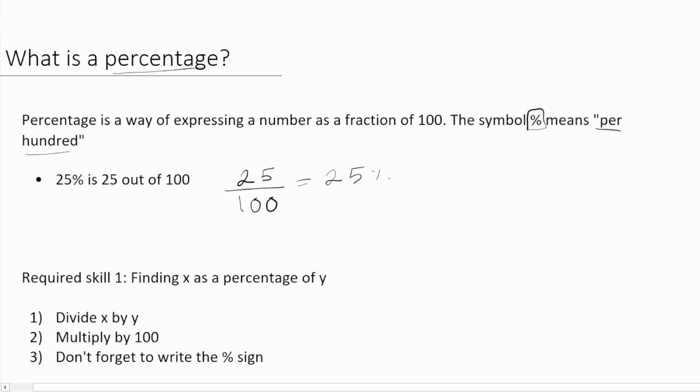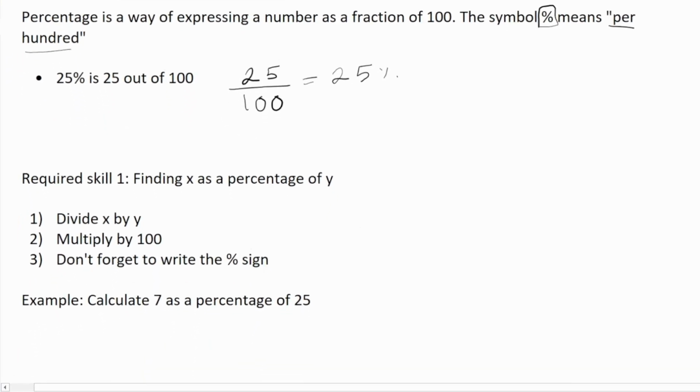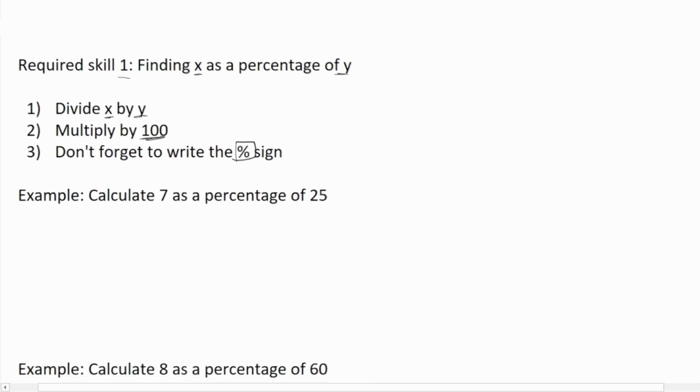Now, in the introduction to percentages, there are some skills that you need to learn. The first required skill is finding x as a percentage of y. The steps for doing this are really simple. The first step is divide x by y, and then multiply by 100, and don't forget to write the percentage sign, okay?